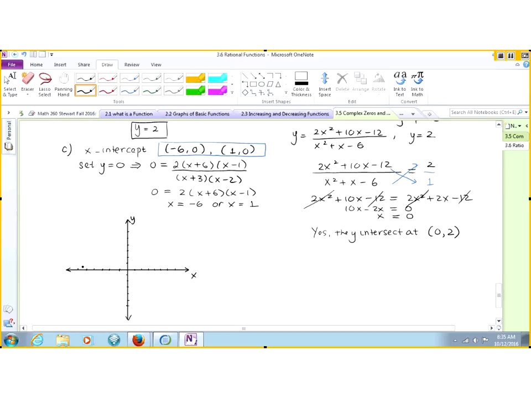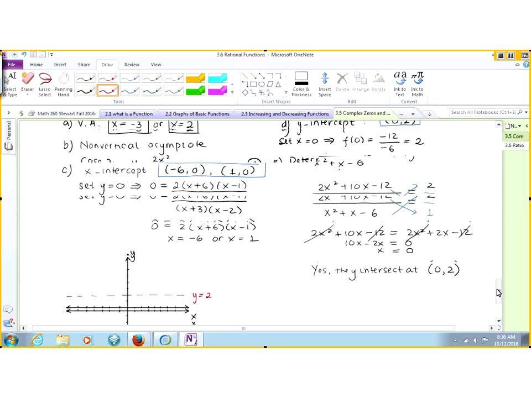Okay, so what is it? y equals 2. So we need to graph the non-vertical asymptote. y is equal to 2. All right.